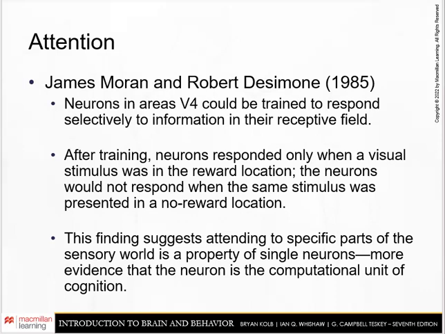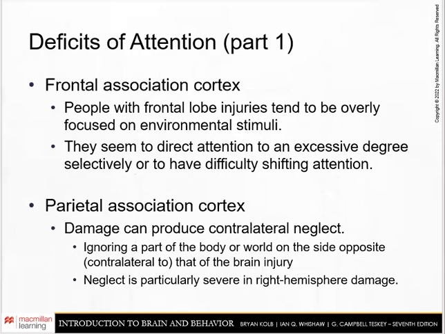Now, each animal in this study was trained to attend to a stimulus presented in one particular area of the visual field and to ignore stimuli in any other area. The same visual stimulus could be presented to different regions of the neuron's receptive field to then test whether the cell's response varied with the stimulus location.